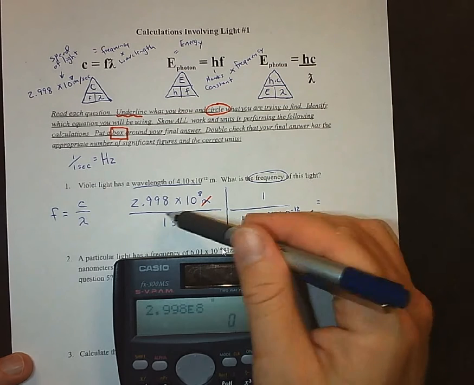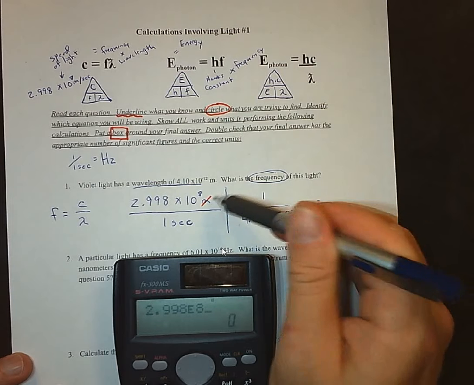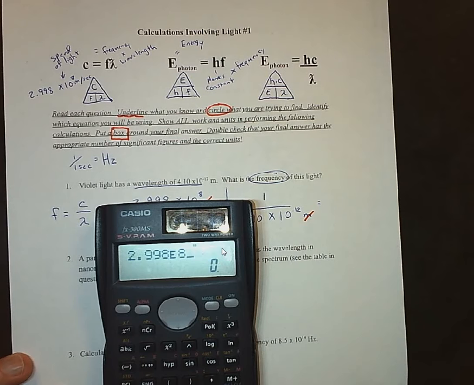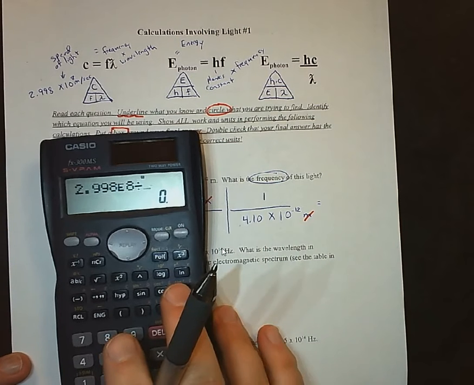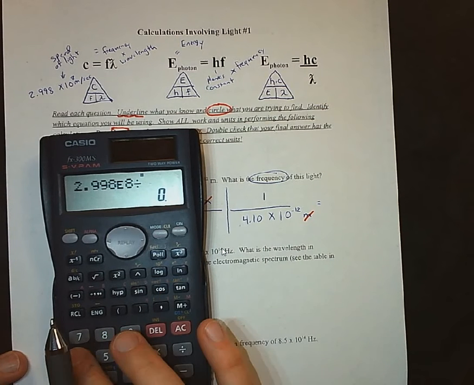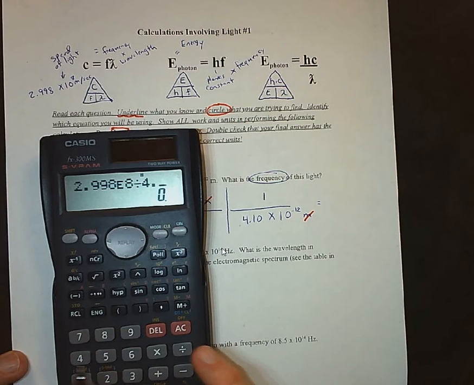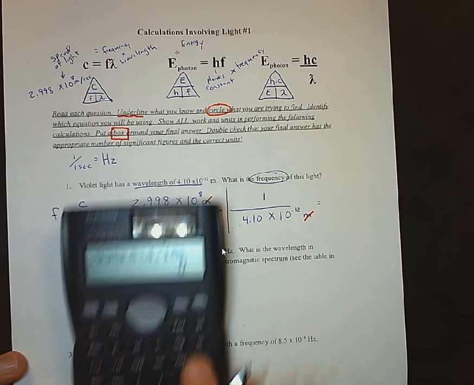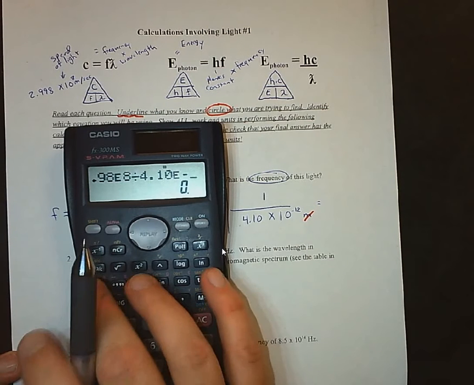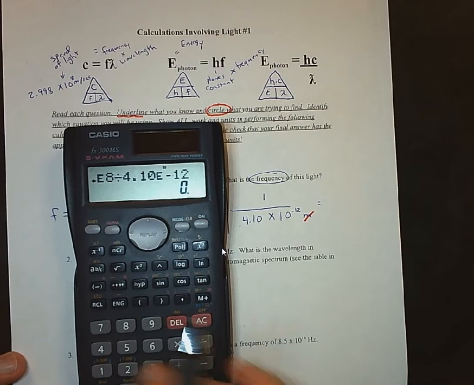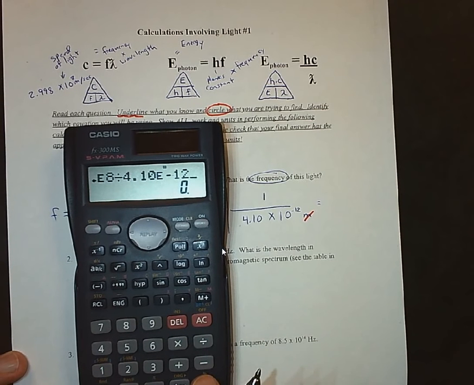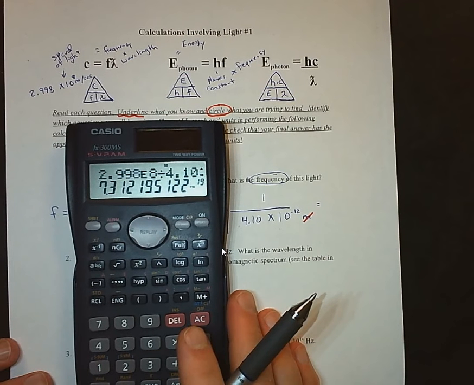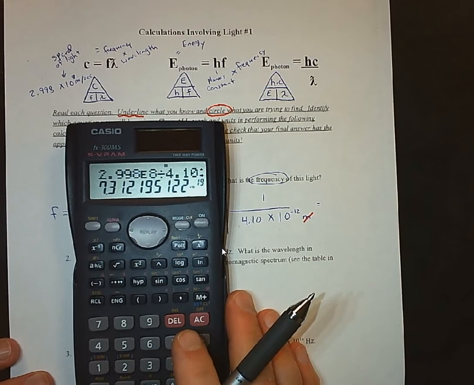We're going to divide by 1, we don't have to. We're going to multiply by 1, we don't have to. We're then going to divide by this number here, 4.10 exponent times 10 to the negative 12th. Negative 12. And what do you get? Okay, so we then get 7.312195 times 10 to the negative 9th.